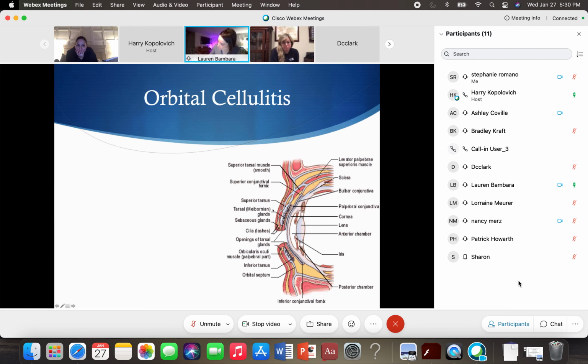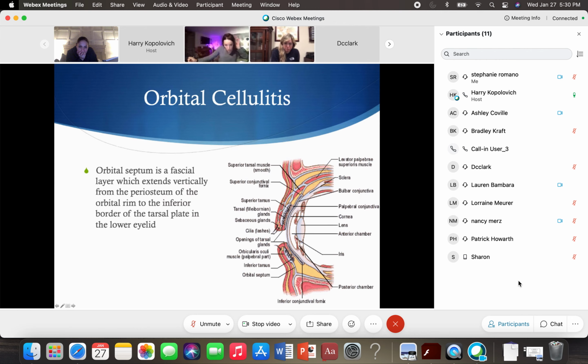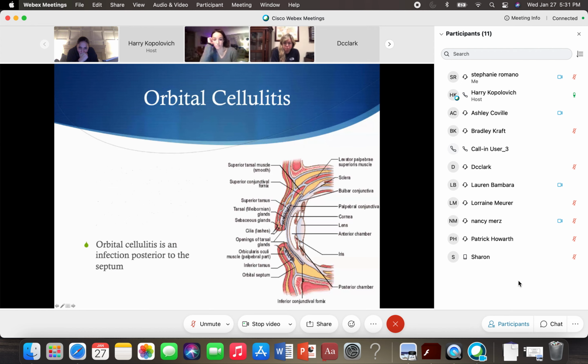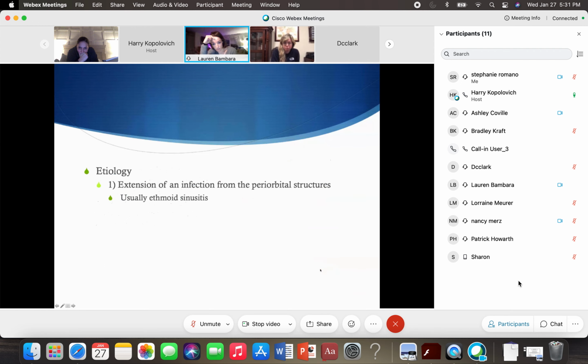Going back to anatomy, and we won't focus on all this stuff, the most important thing to remember to be able to differentiate preseptal from postseptal cellulitis based on anatomy alone is this part over here, the orbital septum. The orbital septum is what separates a preseptal from a postseptal cellulitis. That orbital septum is a fascial layer which extends vertically from the periosteum of the orbital rim to the inferior border of the tarsal plate in the lower eyelid. And orbital cellulitis is just specifically an infection posterior, deeper to the septum.